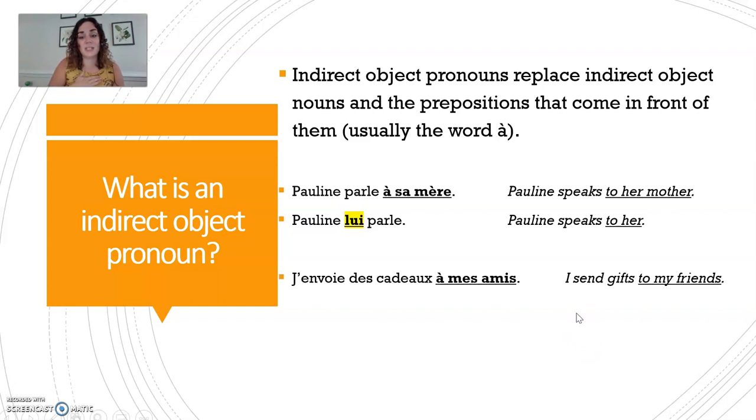Another example, j'envoie des cadeaux à mes amis. I send gifts to my friends. The mes amis is the indirect object, and the à will also get replaced by the pronoun leur. Je leur envoie des cadeaux.